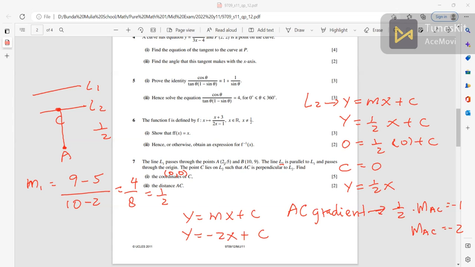And then this point 2,5 from the AC: y is 5 equals to minus 2 times 2 plus c. So c equals to 9. So we have the equation of AC: y equals to minus 2x plus 9.